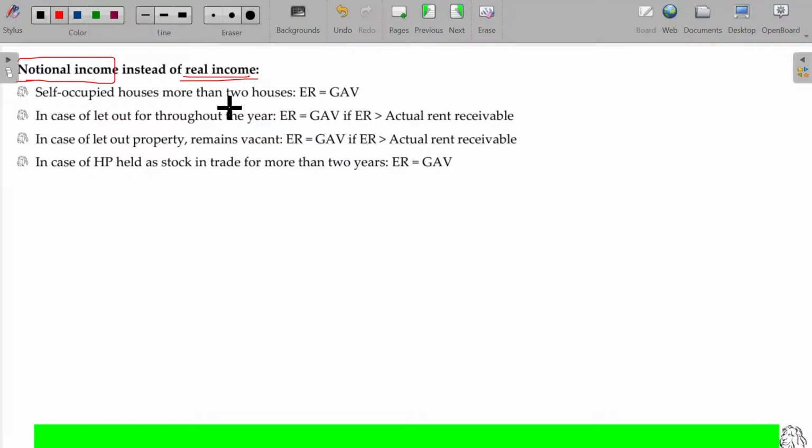If we say, sir, I have not let it out for the year at all, it remains vacant for the entire 12 months, sir. I thought to let it out, but I don't want to. Whenever I'm in need, I can use it. No, you cannot escape. If the actual rent is 0, yet the estimated rent will be your GAV. For that, you have to pay the tax.